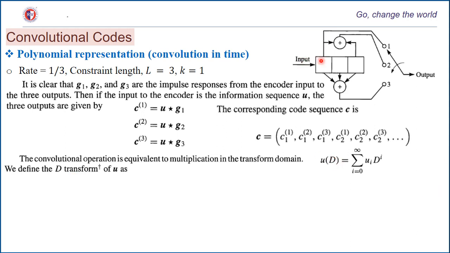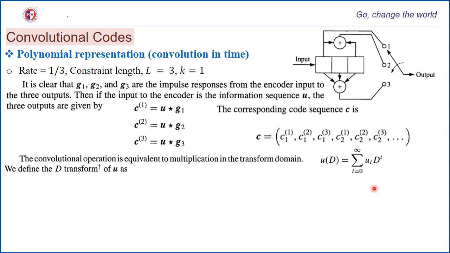U of D is the incoming bit stream as u suffix i, D power i. So if the message sequence is say 101, it will be u0 D power 0 plus u1 D power 1, and so on. So according to the incoming bit stream, whether it is 1 or 0, this will get multiplied, or not, if it is 0. We'll take a particular example and try to express it in terms of polynomials.